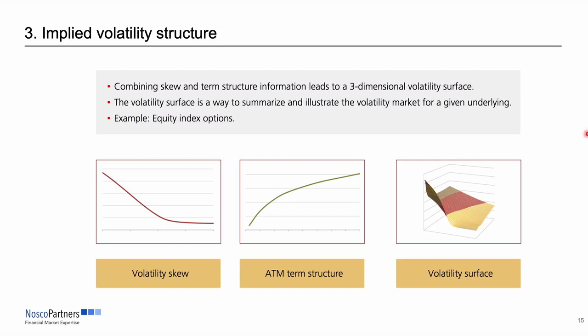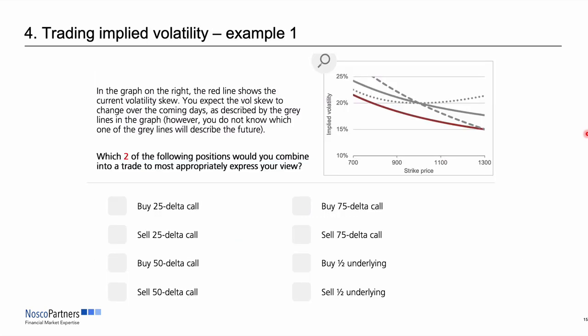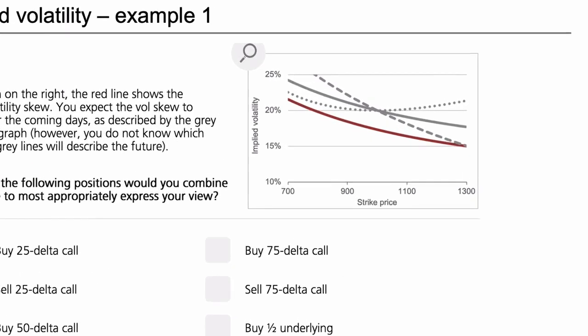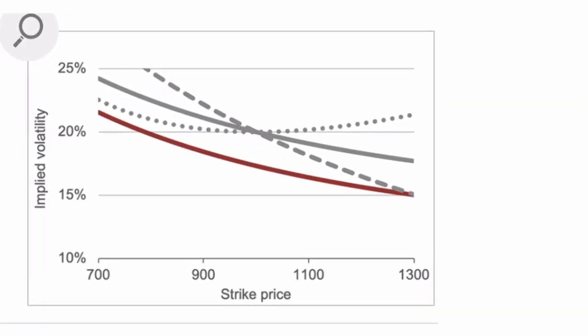Trading implied volatility finally means expressing a view on how the volatility market, that means the volatility skew and the term structure, will change over time. Here an example. The red line in the graph on the right shows the current volatility skew. You expect the skew to change. Your view is that the skew will change as described by the gray lines. The question now is, what is your trade to harvest your view?